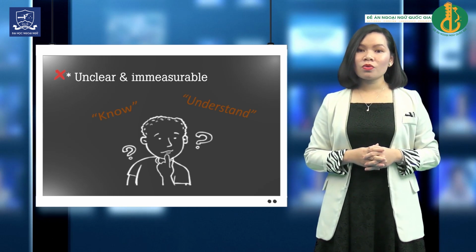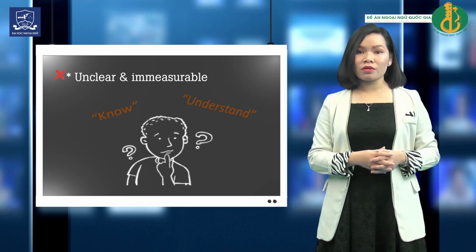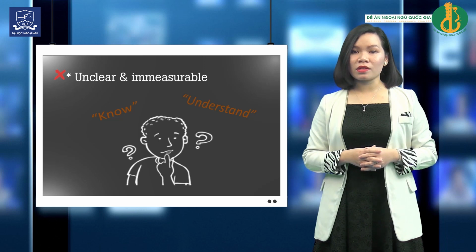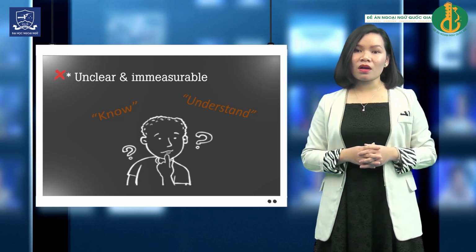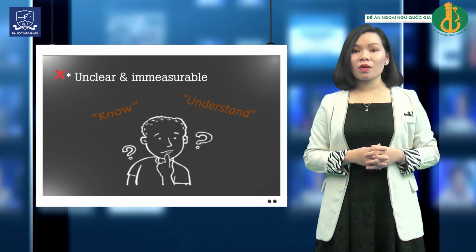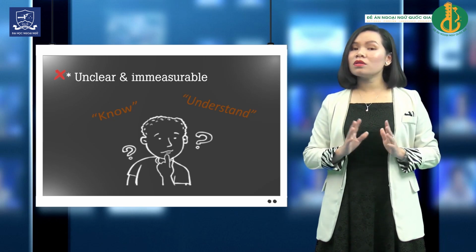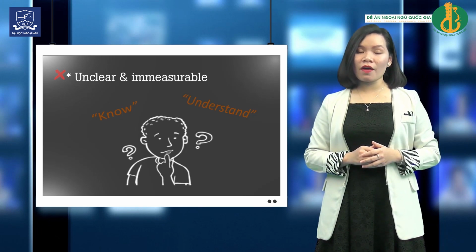As you all know, objectives need to provide teachers with the criteria which they will use to judge their students' achievements. At the same time, students need to base on the objectives for self-assessment. Undoubtedly, without clear and observable objectives, both the teacher and the students will not know how to measure whether or not the objectives have been achieved.